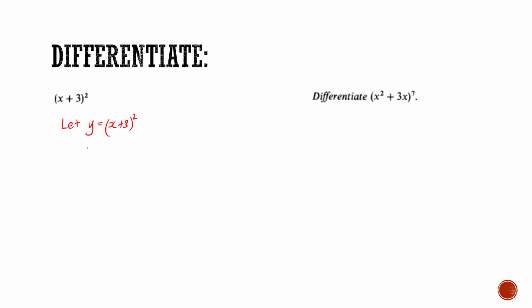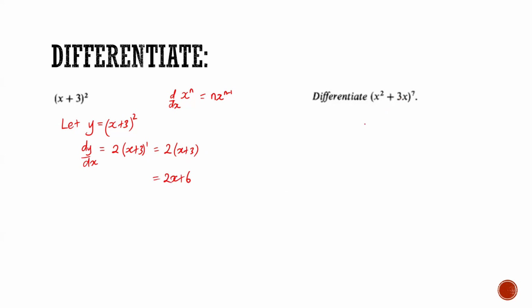From what we know so far, we have x to the power n. When you differentiate this with respect to x, we get n times x to the power n minus 1. So let's try that here, but with x plus 3 instead. This will be 2 times x plus 3 to the power 1, which is 2 times x plus 3, which is 2x plus 6 if you expand it.